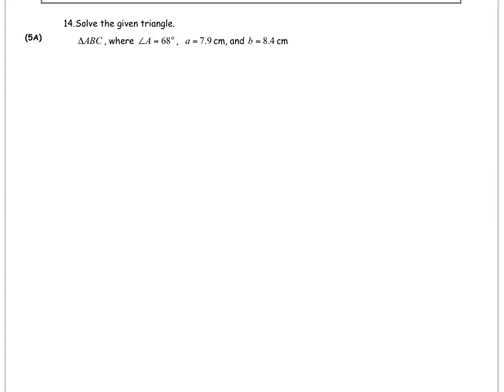In the next example, we have triangle ABC. Angle A is 68 degrees. So if I draw the triangle like this one, A, B, and C, angle A is 68 degrees. Then a is 7.9, so this is 7.9, and b is 8.4. You're supposed to solve the triangle. Solving means finding all the sides and all the angles. Let's try to find all the angles.